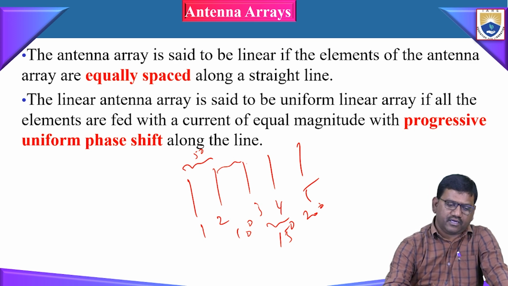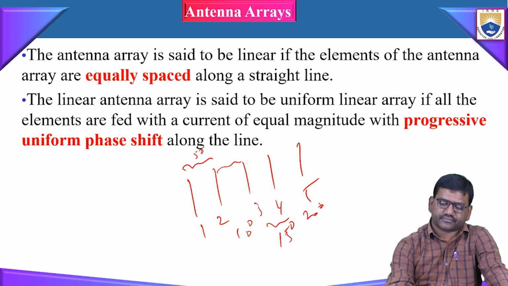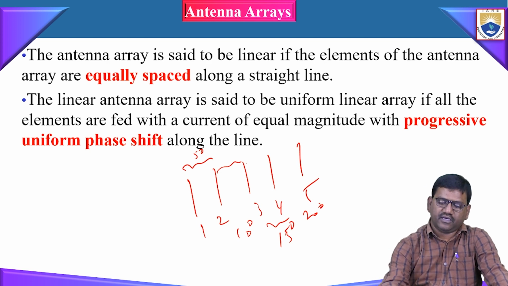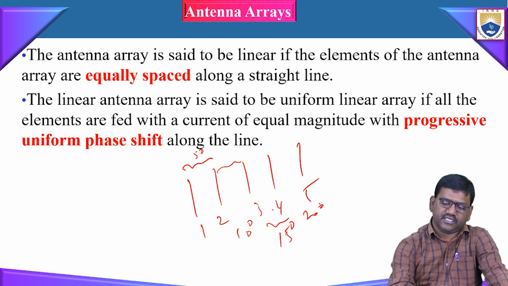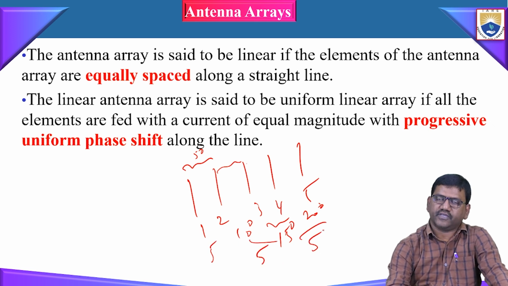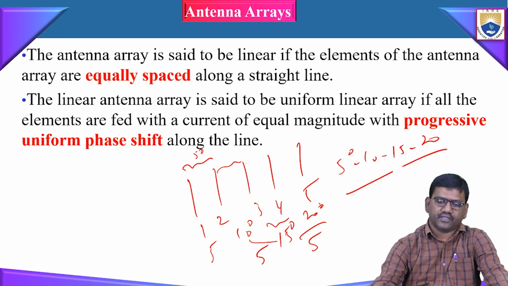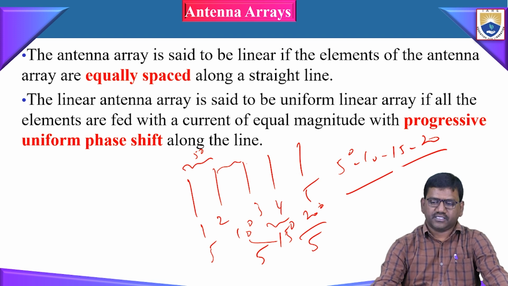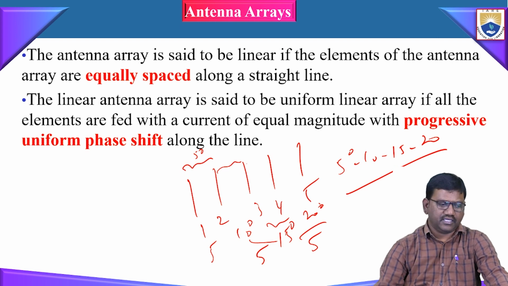So here we are going to design a uniform linear array with a uniform progressive phase shift. That means the difference between successive phase shifts is 5 each time, giving a progressive phase shift of 5, 10, 15, and 20 degrees. So the linear antenna array is said to be a uniform linear array if all the elements are fed with current of equal magnitude with a progressive uniform phase shift along the line.